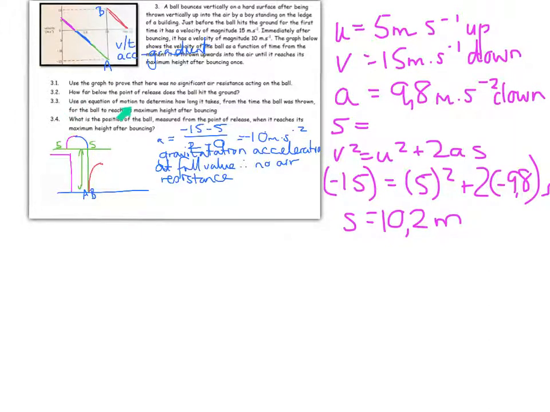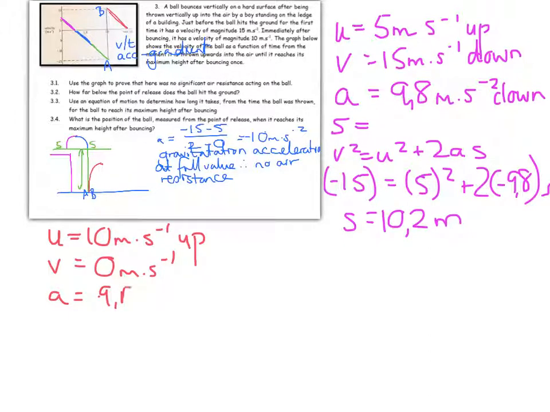The next question, use an equation of motion to determine how long it takes from the time the ball was thrown for the ball to reach its maximum height after bouncing. So it's all the way down there and up again. We know this first part of the motion took 2 seconds. So we can just calculate the time for the second part of the motion. For that second part of the motion, your initial velocity is 10 meters per second up. Your final velocity, just until the top of the bounce, is 0 meters per second. Your acceleration is 9,8 meters per second squared down.